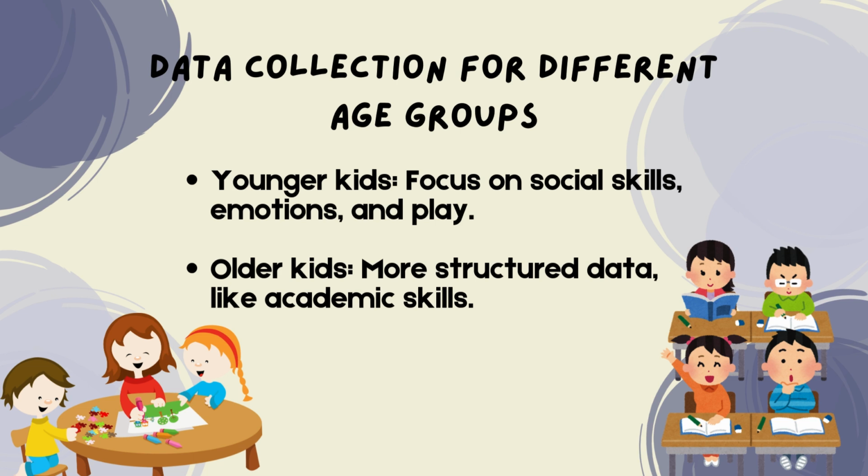Behavioral data collection looks a little different depending on the age of the students. For younger kids like those in birth to preschool, you're doing a lot of observing. You're not really focusing on academic data yet, but more on social skills, how they interact with peers, and how they handle emotions. It's a lot of play-based observation. For students in K through grade 3, you'll start using more formal assessments and tracking things like participation in class discussions, task completion, or specific academic skills. It's a bit more structured because they're expected to show more skills by this age.